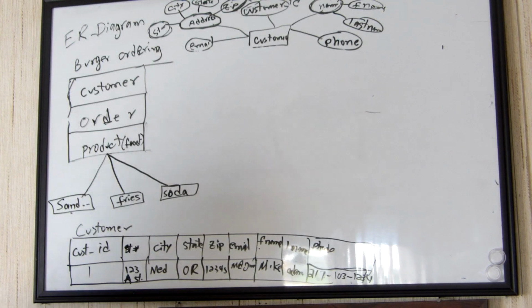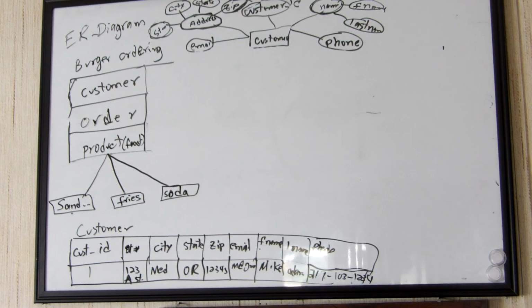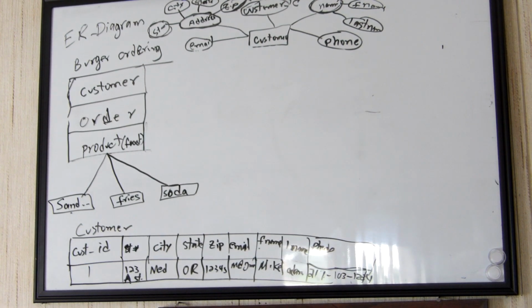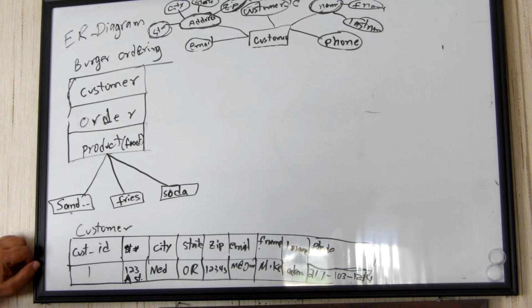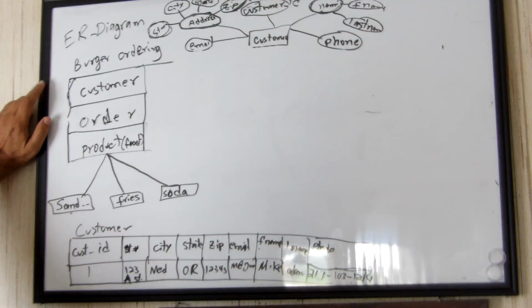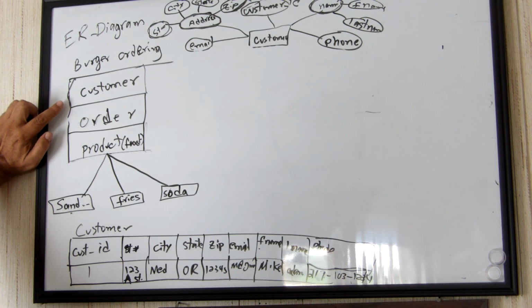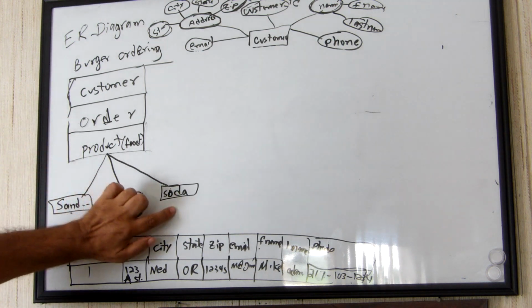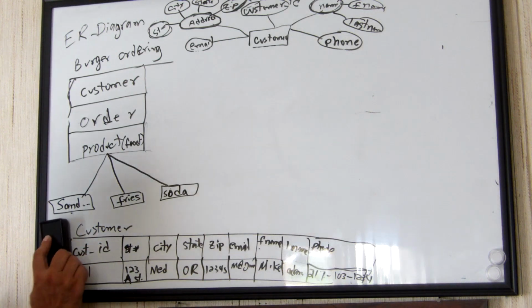You have to have the information of this customer. You want to send them food, so you have to have it in your database. That's why we are making a database. This here is the burger schema, you call it the burger ordering schema. You have to have these tables, 1, 2, 3, 4, 5. Okay, let me erase this one and show you.